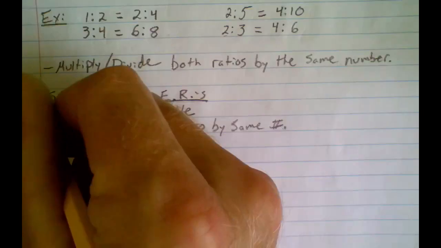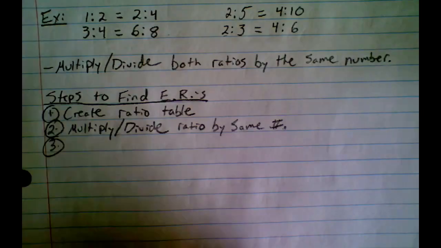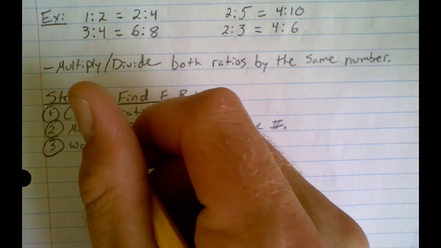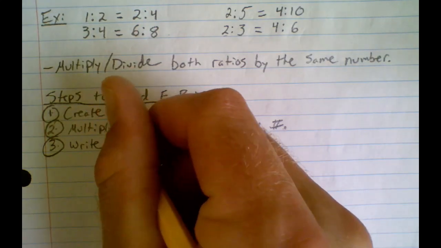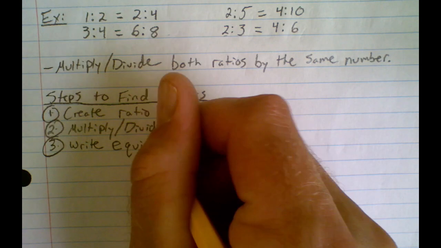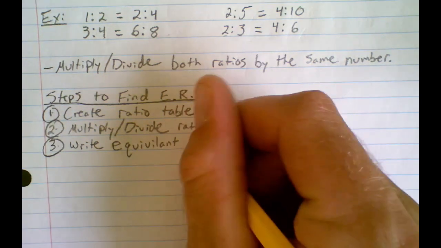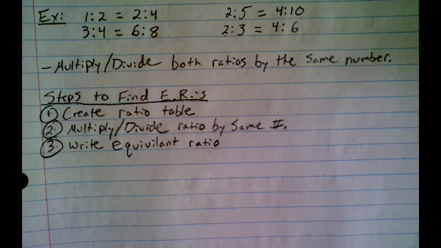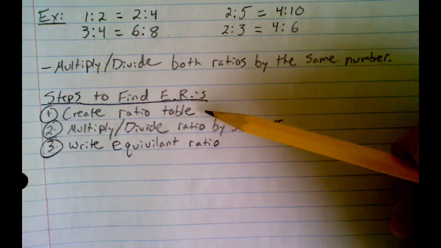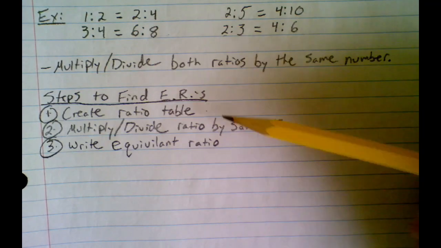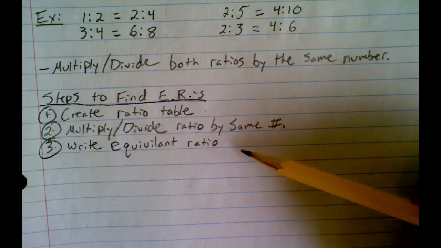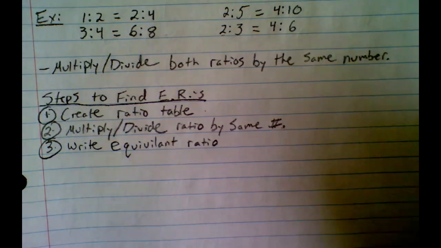And your last step is step 3: write equivalent ratio. That's it. Those are your 3 steps. Step 1, create your ratio table. It looks like a tic-tac-toe board. 2, multiply or divide by the same number. And 3, write equivalent ratio.